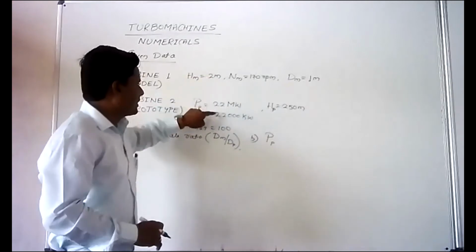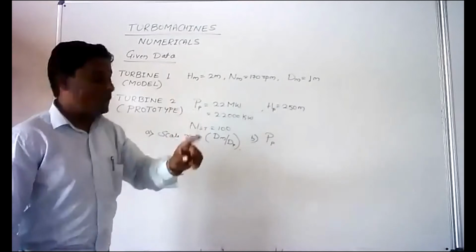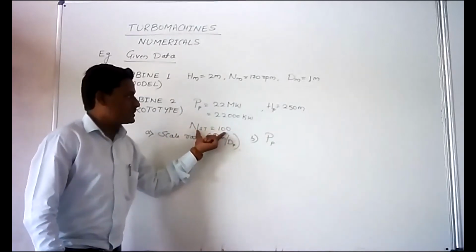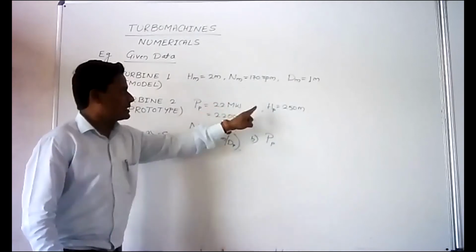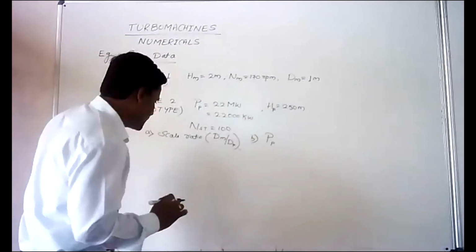And what about the speed? We don't know the value of speed of this prototype as well. But we know the value of specific speed. By using this value of specific speed, we can obtain the speed of prototype. Is that clear? So listen here carefully.